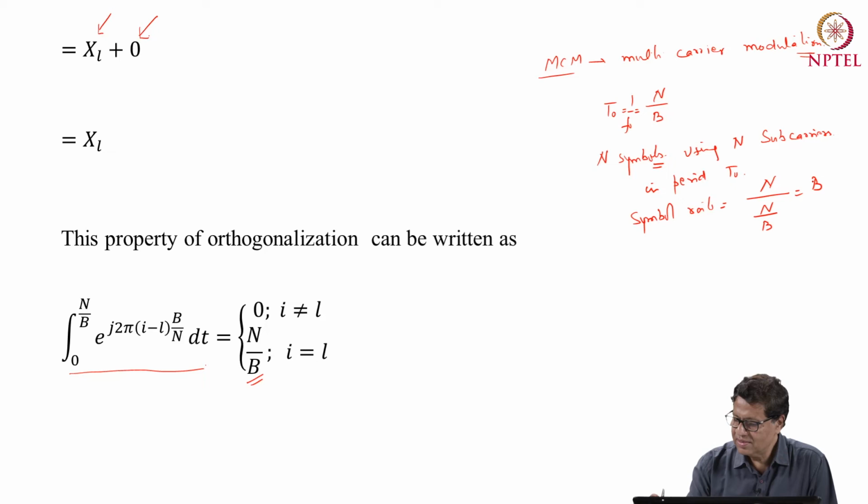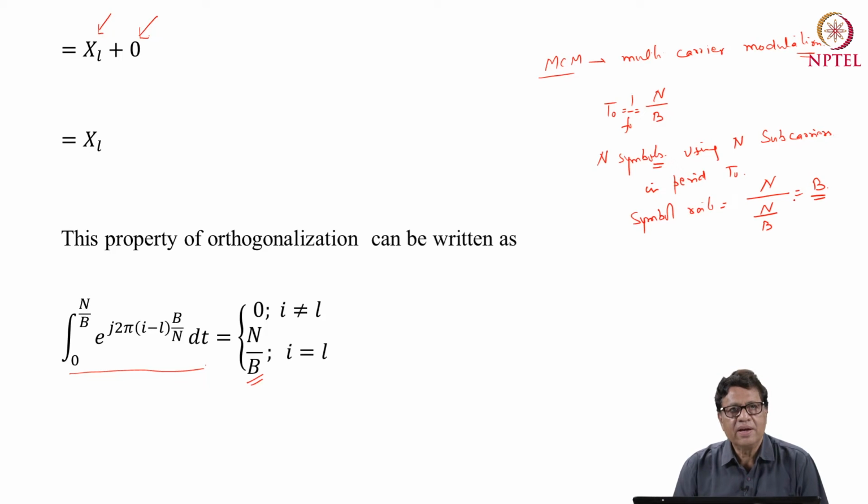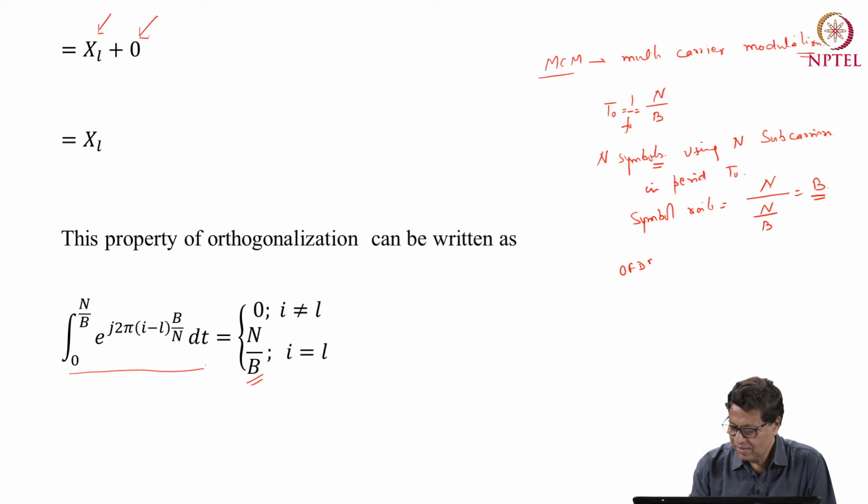So the symbol rate is B here as well. In the single carrier also we saw the symbol rate is B, and here also the symbol rate is B. So the only difference is in OFDM, this whole is N by B. Let us not call it OFDM, still it is MCM.